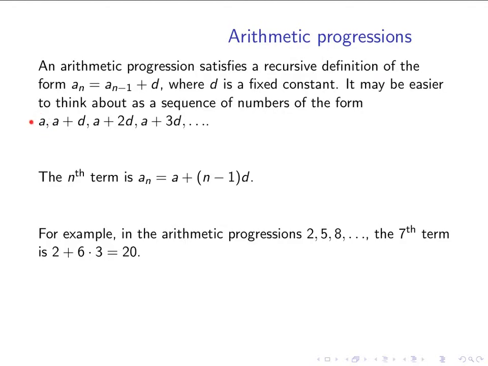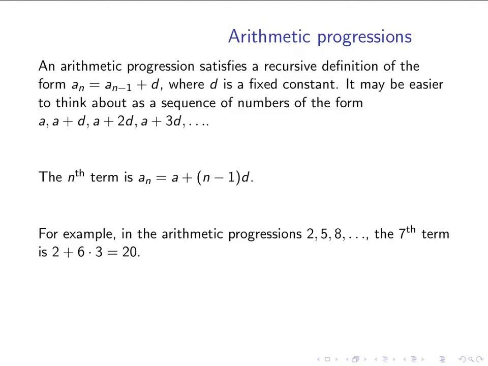If the first term is a, then the second term is a plus d, and if you add d to that, you'll get a plus 2d, and if you add d to that, you'll get a plus 3d. So if you think about it in these general terms, you can see that every term in an arithmetic progression is just a plus some multiple of d.